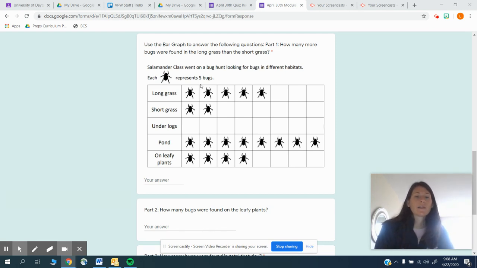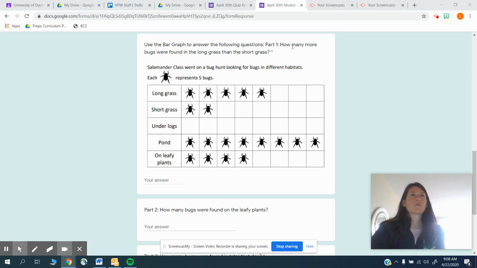That is really important. So as you're counting your bugs, you should be counting by what? Think to yourself. Yeah, counting by 5. So you need to count by 5s. So if I'm answering part 1, how many more bugs were found in the long grass than the short grass? Well, how many bugs were found in the long grass? Yeah, 25. And how many in the short grass? You're right, 10. So then 25 and 10.